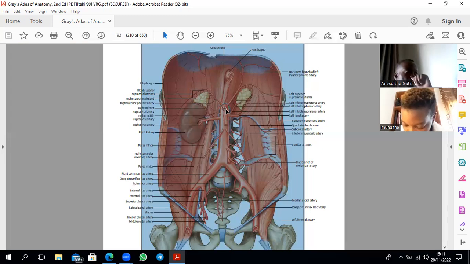The artery for the foregut, it's the celiac trunk here, which comes around T12. Then the artery for the midgut is this one. We call it superior mesenteric artery. It arises at about L1.